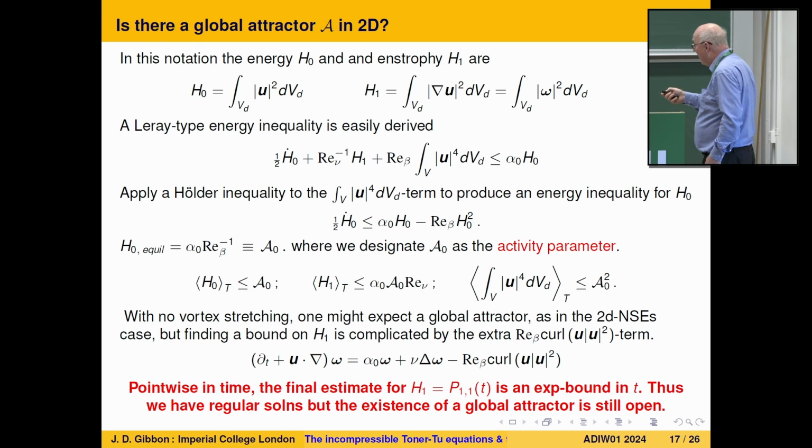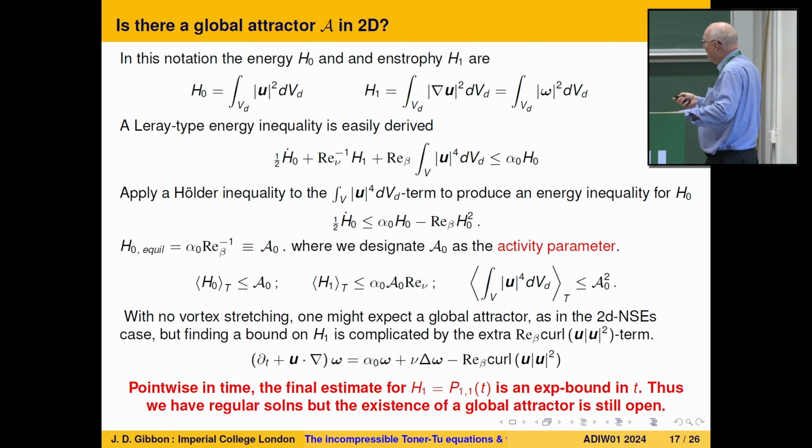Now, because of that, we can do an inequality and end up with a minus h naught squared. Navier-Stokes doesn't have this, so you've got a sort of h naught, but there is a ball for h naught, and essentially if h naught is bigger than alpha naught over Reynolds beta, the right hand side will be negative and h naught will collapse back in.